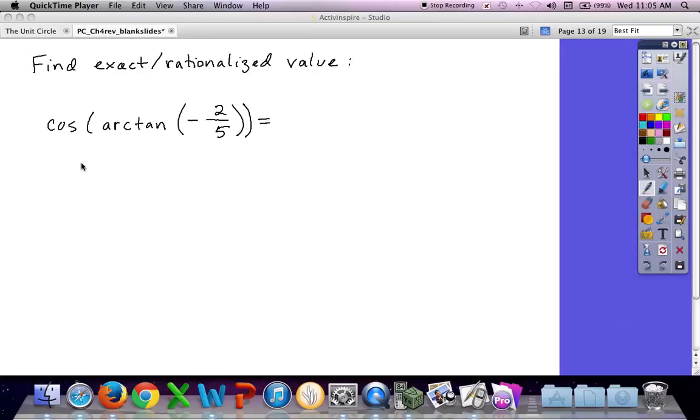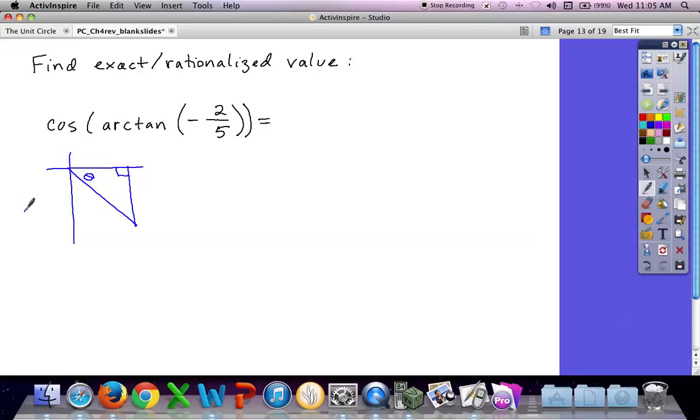Understanding what we do about how we've defined the tangent and the arctangent, it's got to be the fourth quadrant, right? So I draw myself a picture. The fourth quadrant, angles with the x-axis, and I know the tangent is negative 2/5. How can I label these sides?